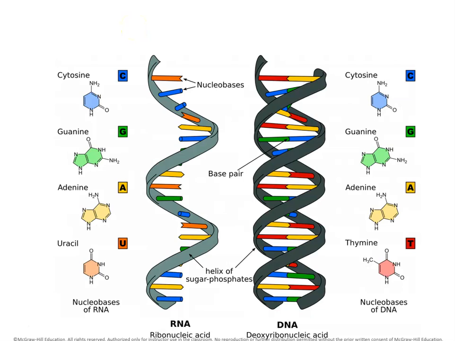And we can see a little bit of a visual here. We have single strand RNA, double strand DNA. We have uracil in the RNA where we don't have uracil in the DNA. Both have the sugar phosphate backbone, and then they both have the base pairs.